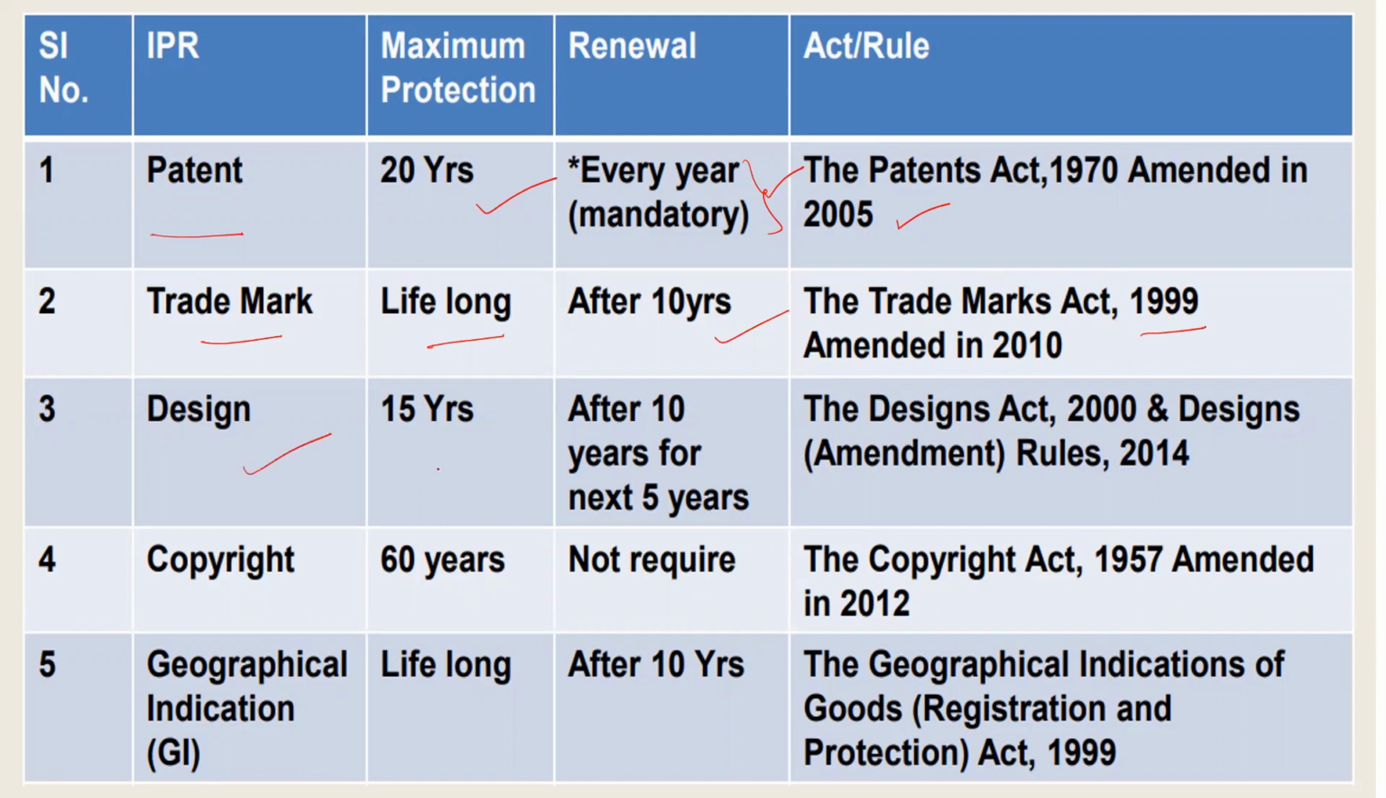And the design patent, the maximum protection is 15 years, but you must renew after 10 years. It comes under the Designs Act 2000. Next, copyright: the maximum protection is 60 years. There is no need for renewal every year, and it comes under the Copyright Act 1957. And GI is lifelong, but you must renew after 10 years. These acts and rules came for the Geographical Indication of Goods registration protection.